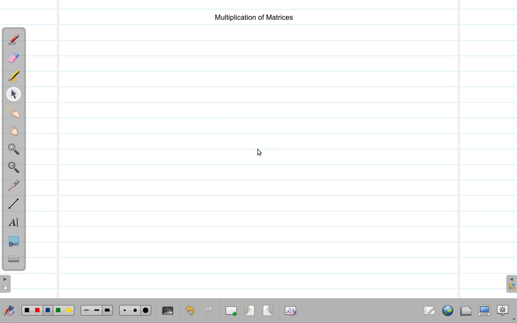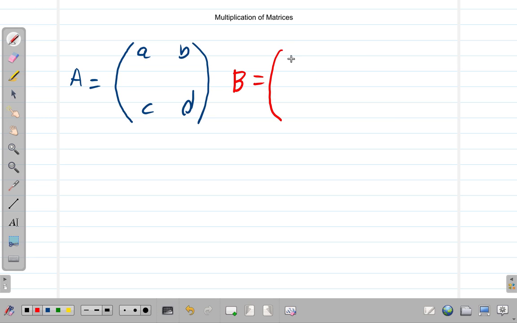Let us look at multiplication of matrices. We will look at a general example. Suppose you have this matrix. Matrix A is the matrix A, B, C, D. And let us say matrix B is the matrix E, F, G, H. Then I want to calculate AB. Alright? What's that going to be equal to?